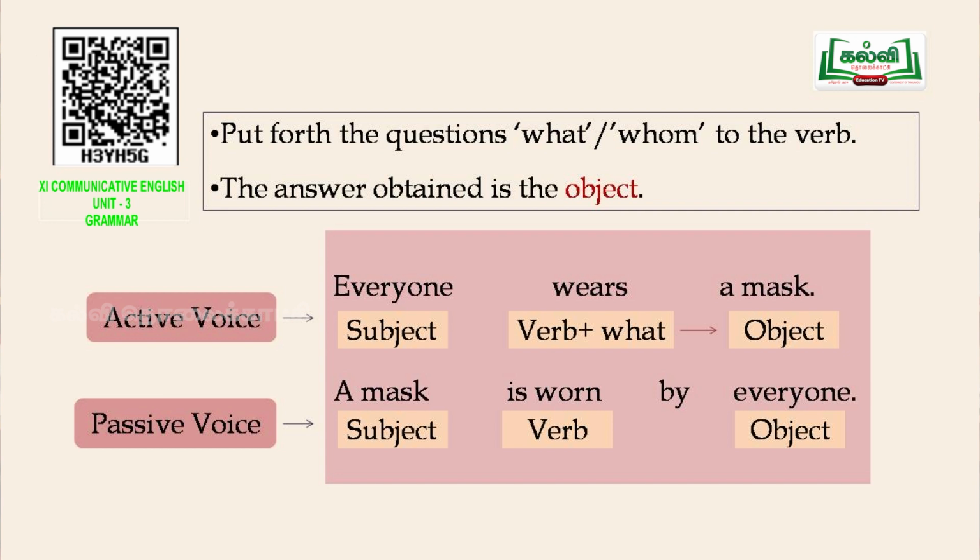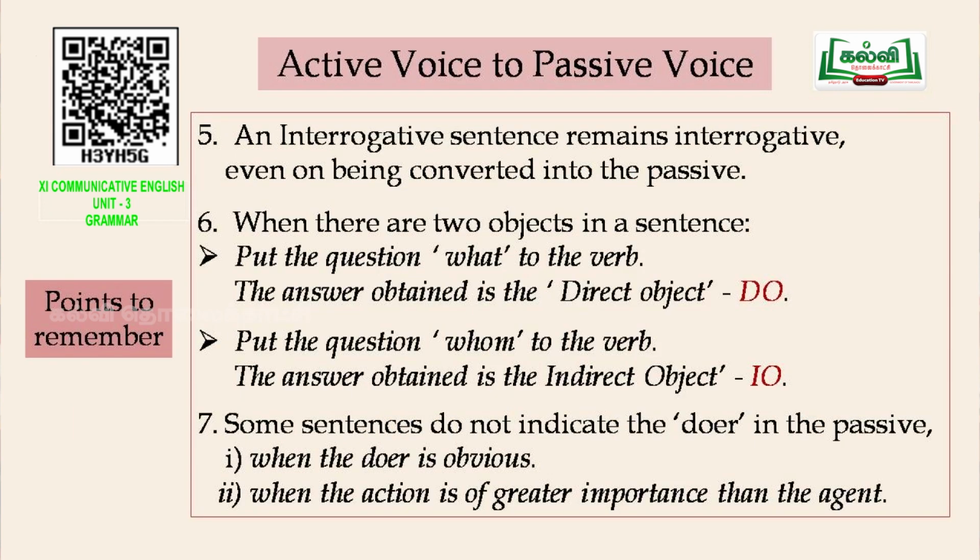And look at the change done to the verb. Wears becomes is worn. That is be plus past participle. That is the third point. The verb is of the structure be plus past participle in the passive. Then remember, the tense of the verb remains the same. For example, everyone wears a mask. Wears is of the simple present. Answer, a mask is worn by everyone. So is worn again simple present. Also remember, an interrogative sentence remains interrogative even on being converted into the passive. So if I give you a sentence which is of the question form, then while converting it, you should retain the question form.